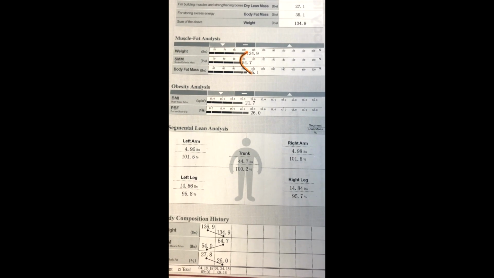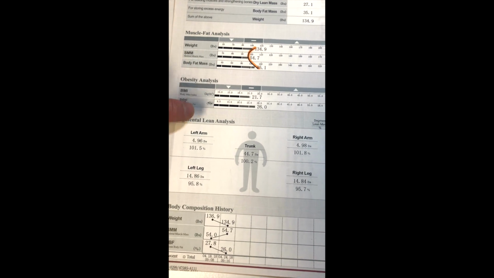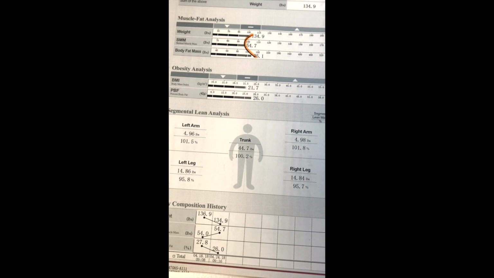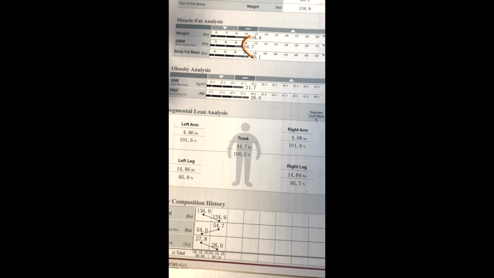We move down to the segmental lean analysis, and this is going to break down your muscle per segment. So we're looking at arms, legs, and trunk. I always tell clients you want to be at 100% or higher. That means that you have enough muscle to support your overall size. It also helps reduce risk of injury or falling or things like that if you're at 100% or higher. So we definitely track this.